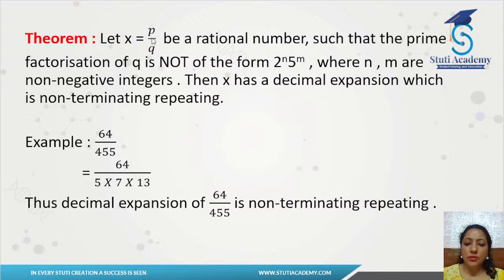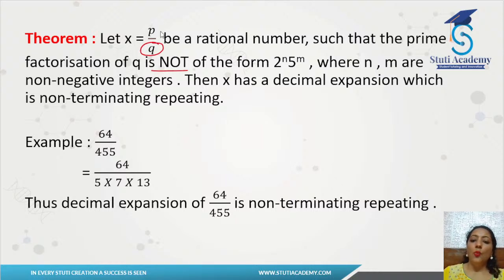Now coming to the next theorem. If we have x as p by q, it's again a rational number, such that the prime factors of q is not of the form 2 raised n, 5 raised m, where n and m are non-negative integers, then x has a decimal expansion which is non-terminating repeating. So here we have x, a rational number. It's written in p by q form. And here q, that's the denominator, is not of the form 2 raised n, 5 raised m.